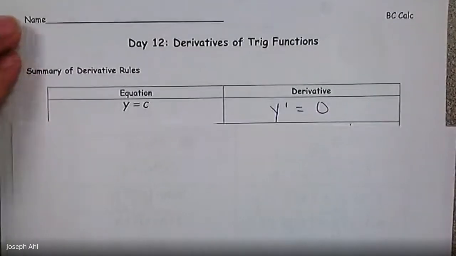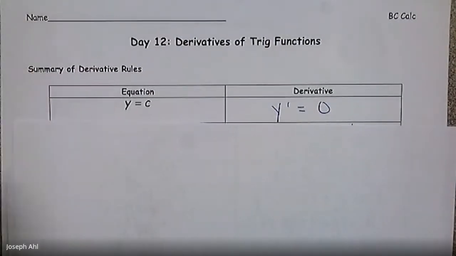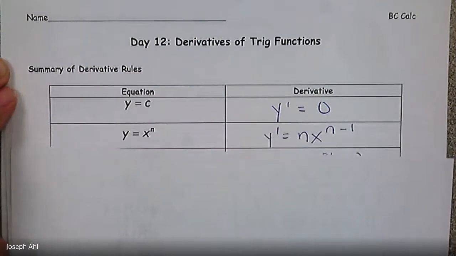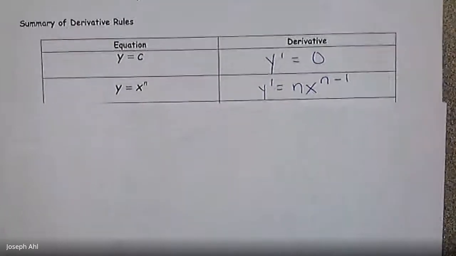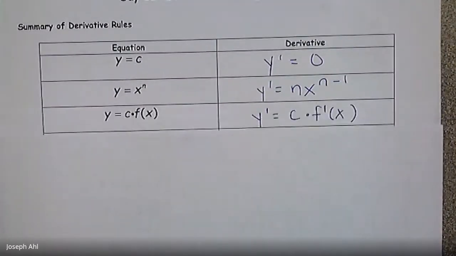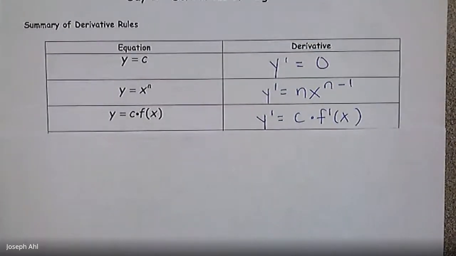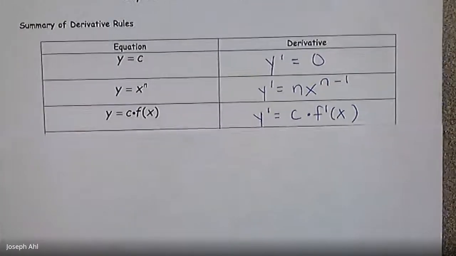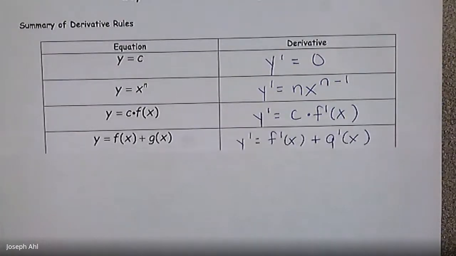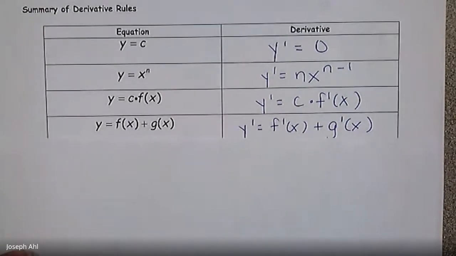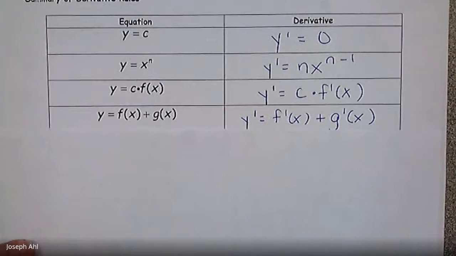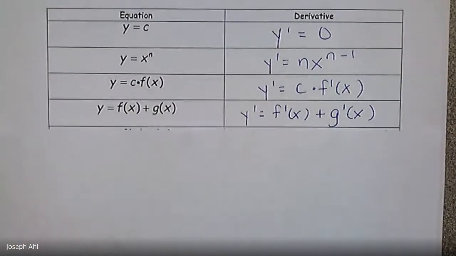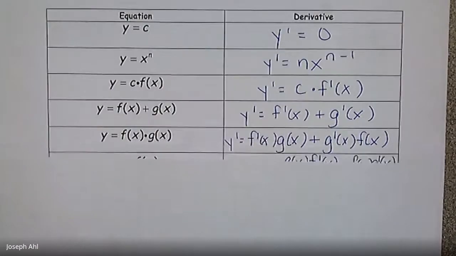So if y equals c, some constant, the derivative, of course, y prime is 0. Here's our power rule, y equals x to the n, the derivative n times x to the n minus 1. We've got constant times a function equals constant times the derivative. We've got the derivative of a sum is equal to the sum of the derivatives. And then we know that that's not true for the product or the quotient, so just make sure you're cautious about that while we're still getting the hang of all this.